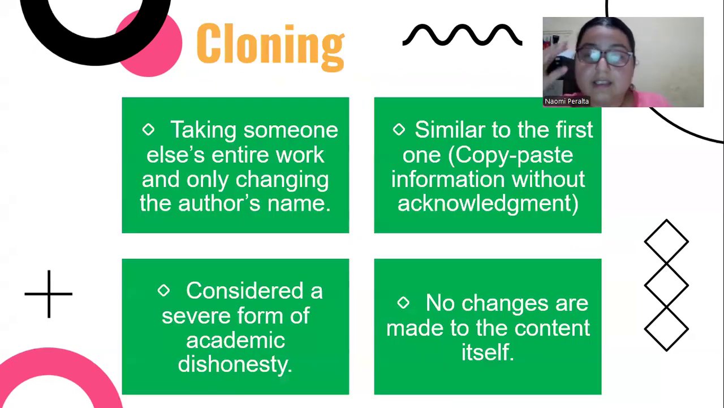In cloning, it's taking someone else's entire work and most of the time only changing the author's name or even the title of the investigation or the book. But it's still cloning. It's similar to copy-paste information without acknowledgement, but in copy-paste it's only sometimes a paragraph or just one page, while this is exactly all the text, all the book, all the article, entirely. It's a severe form, and in some places this is even illegal.